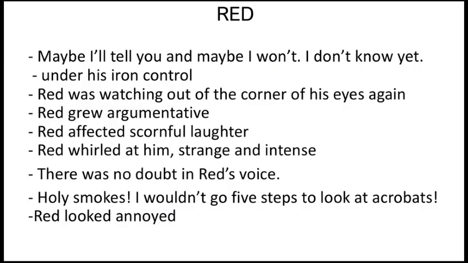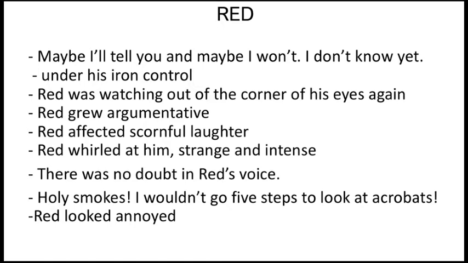So we've got "maybe I'll tell you and maybe I won't, I don't know yet." We've got "under his iron control." Red was watching out of the corner of his eyes again. Red grew argumentative. Red affected scornful laughter. Red whirled at him, strange and intense. There was no doubt in Red's voice. "Holy smokes, I wouldn't go 5 steps to look at acrobats." And Red looked annoyed. So what I want us to do is analyse these a little bit to see what we can infer about Red's character.